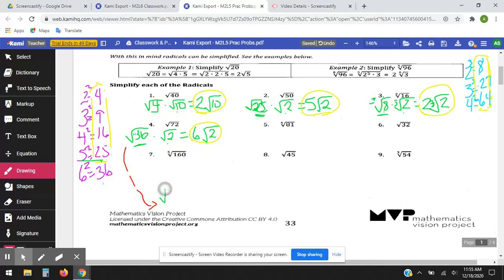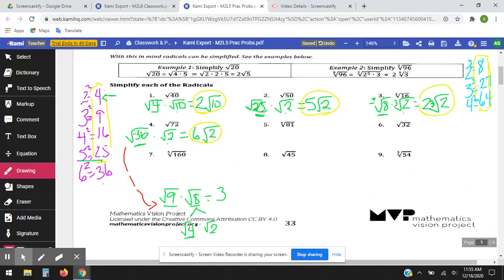So square root of 9 times the square root of 8, right? If I did it this way, that simplifies to a 3. But notice the 8 can be broken down into a square root of 4, because 4 is up here, and a square root of 2. So now you have to do one extra step.